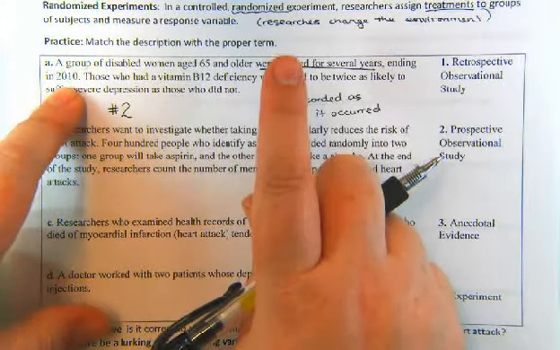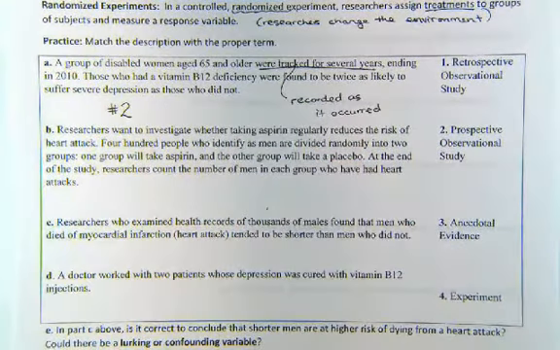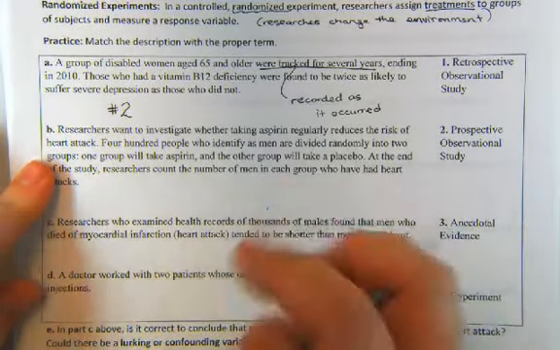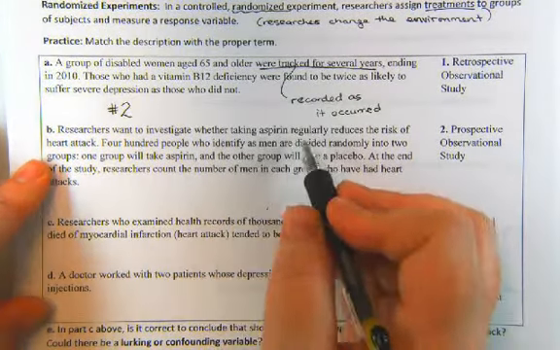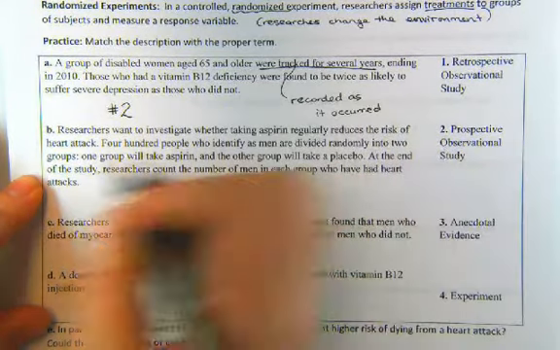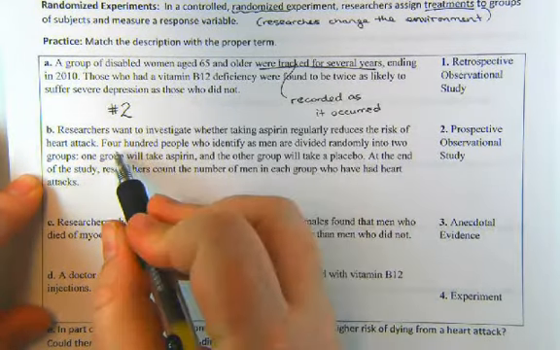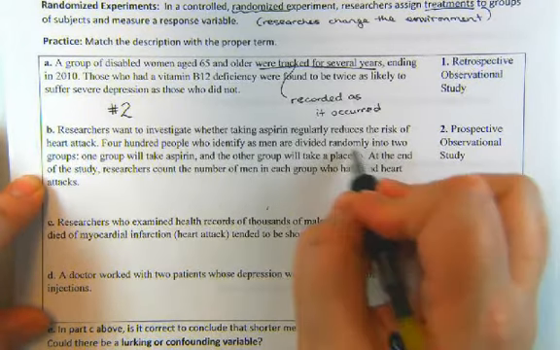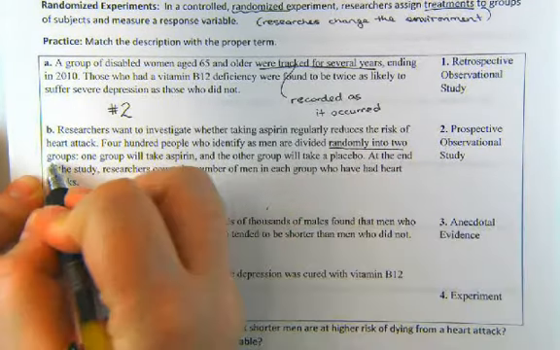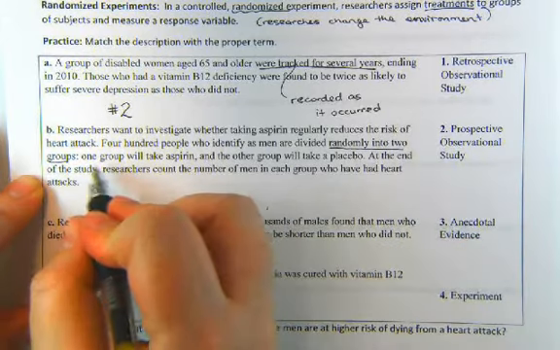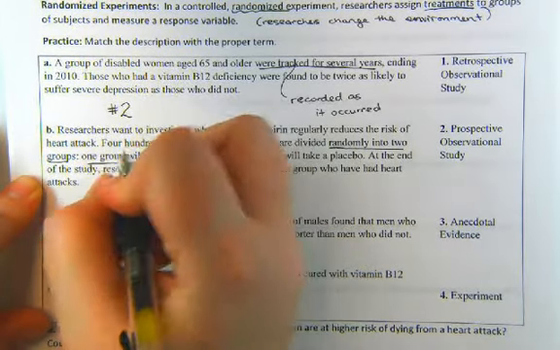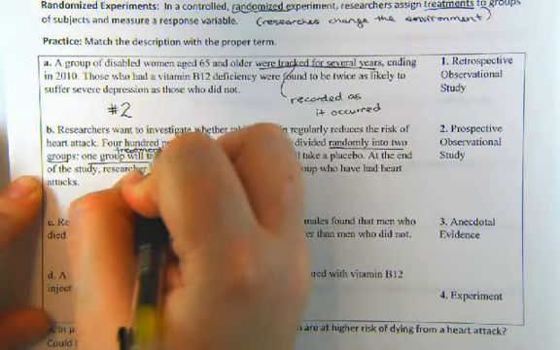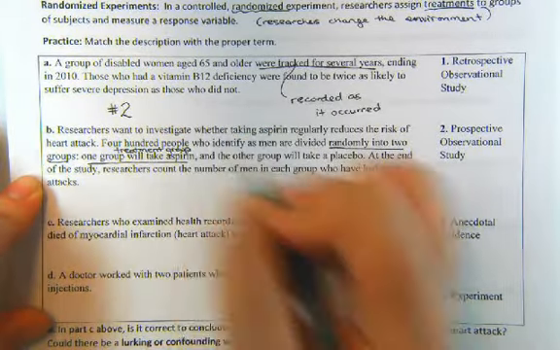With Part B, researchers are investigating whether taking aspirin regularly reduces the risk of heart attack. So 400 men were divided randomly into two groups. So there's this randomly into two groups piece. One group takes the aspirin. That makes this the treatment group. So they were actually given the drug. And then the other group will take a placebo, and this is called the control group.